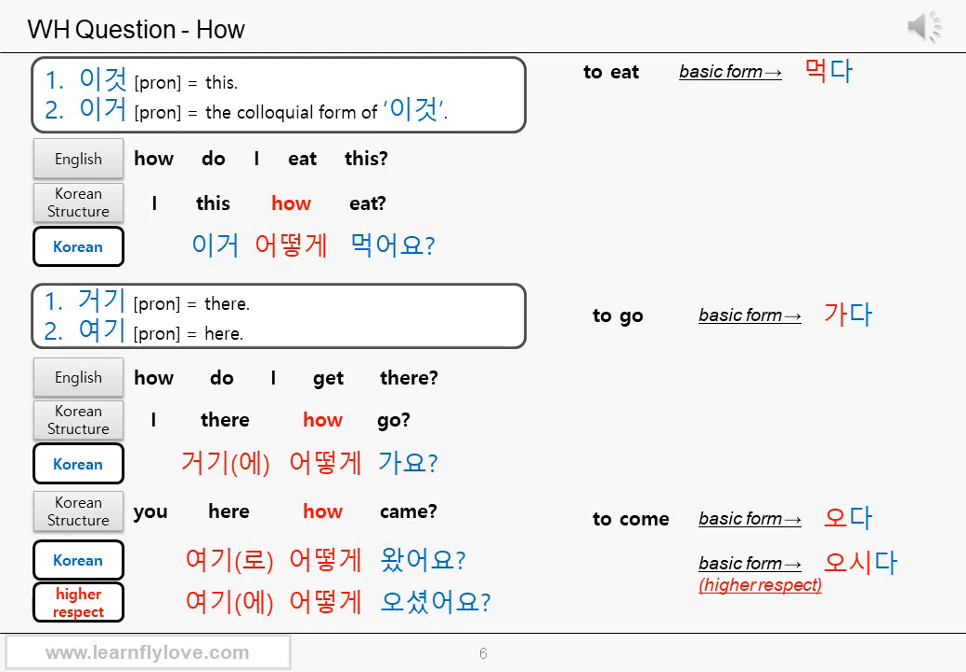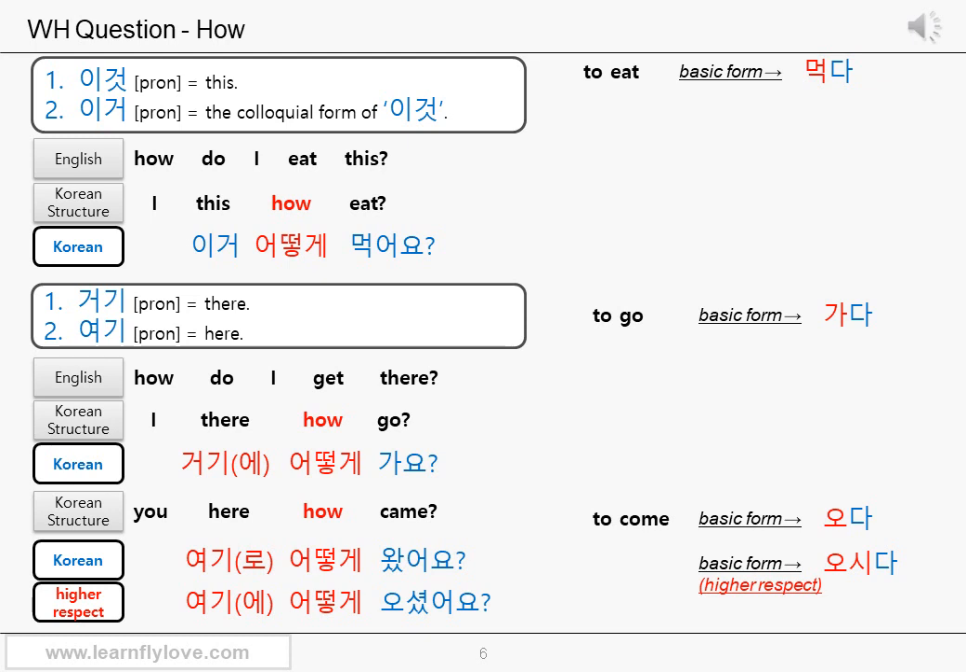So, 여기 어떻게 왔어요? 여기로 어떻게 왔어요? 여기에 어떻게 왔어요? 여기 어떻게 왔어요? If you don't know the exact usage of the particles, just don't use them. 여기 어떻게 왔어요? It's good enough.